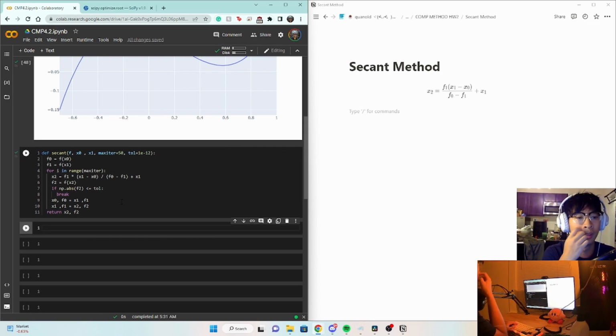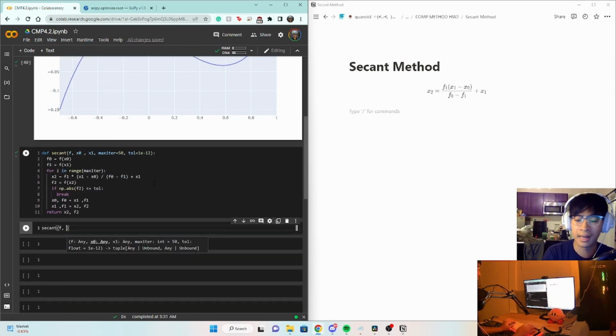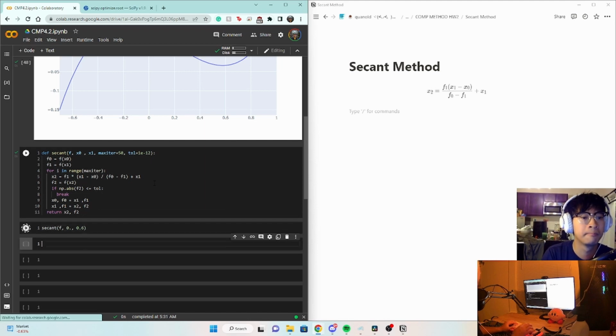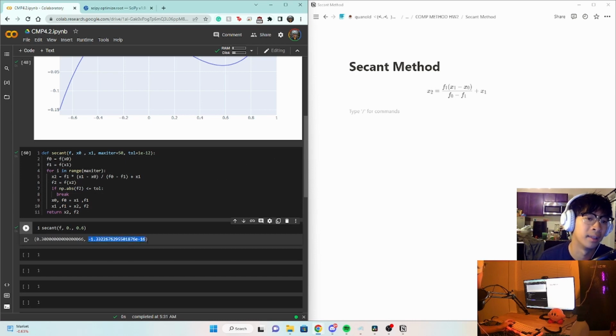Okay, so with that we can call secant of f. Let's try and find this root right here. Let's try and find the 0.3 root. So let's guess. I think it's somewhere between 0 and 0.6. Yeah. And would you look at that? It found it to a pretty large degree of accuracy, and it says, hey, I'm at e to the negative 16. I think that's close enough to 0. So you see that this is a pretty effective method for finding a root.